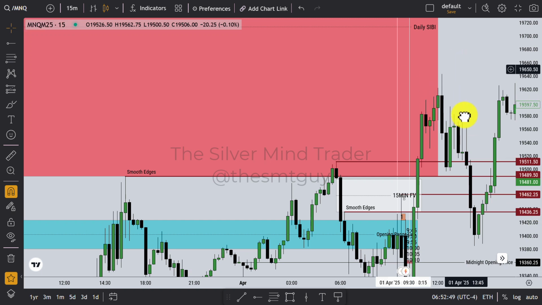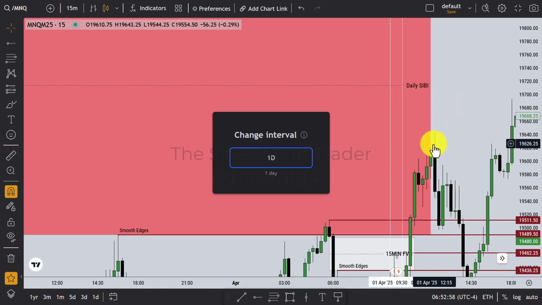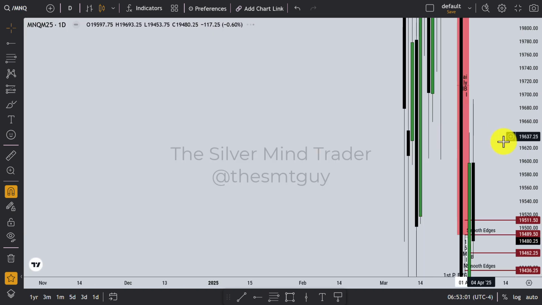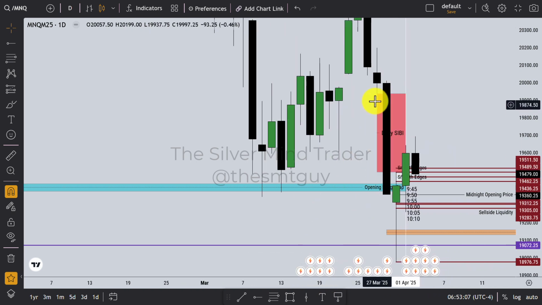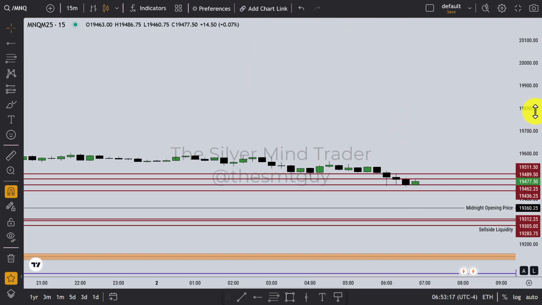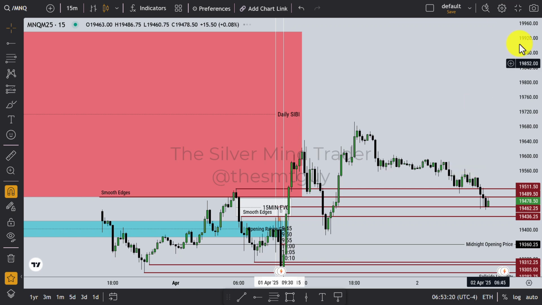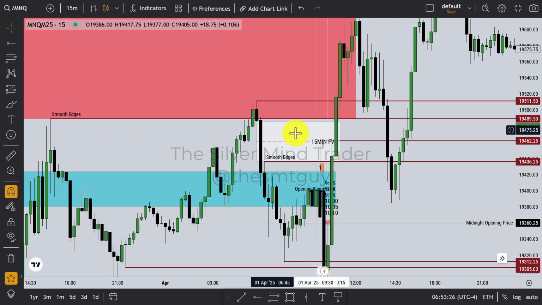So that smooth edge here, we have that run on buy side liquidity. This red area is a daily CB. It's on the daily chart. Go back to the daily chart and you see it. This candle here, that's the daily CB. So now we cleared buy side liquidity, and we are trading inside that daily CB.